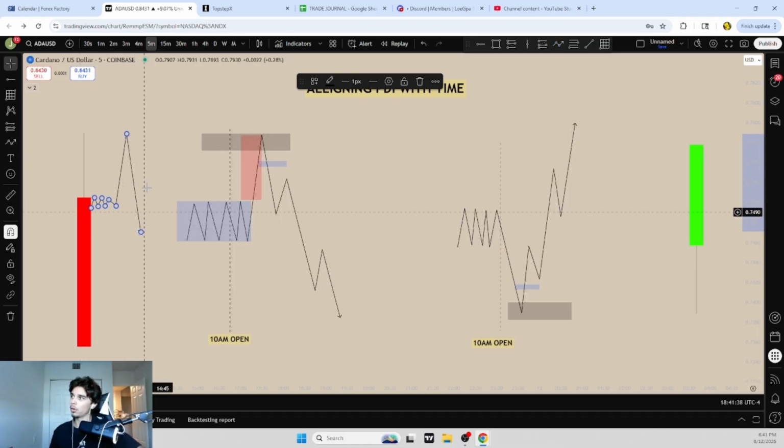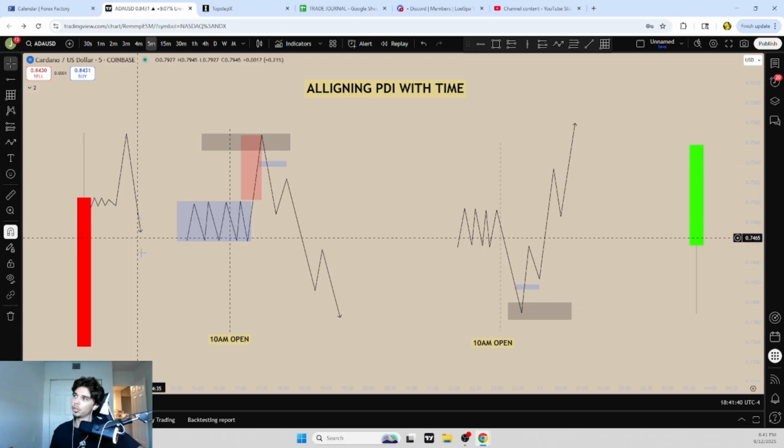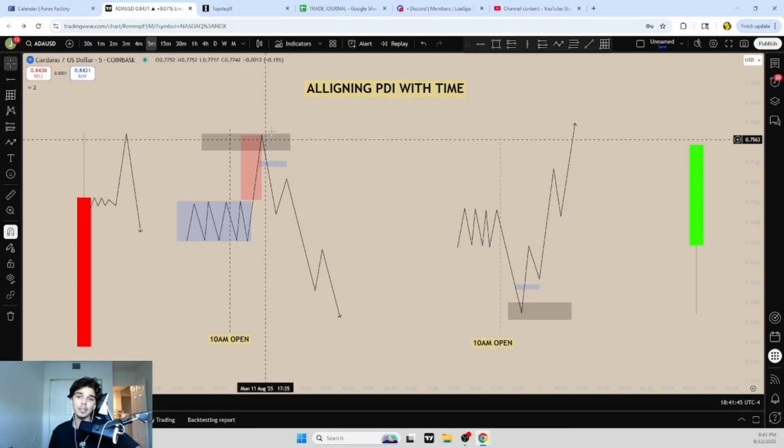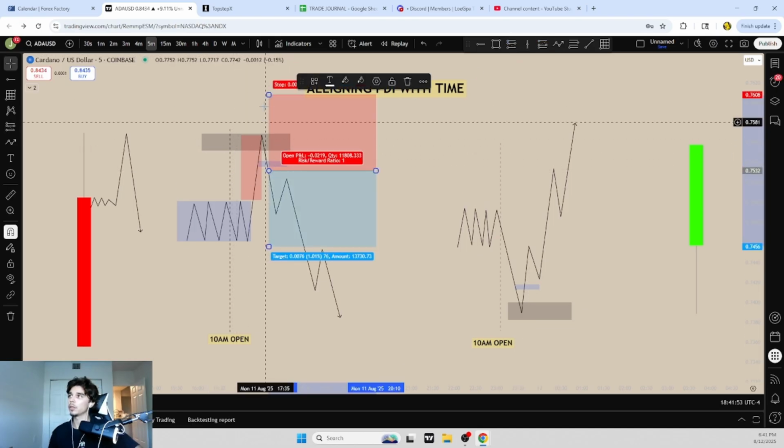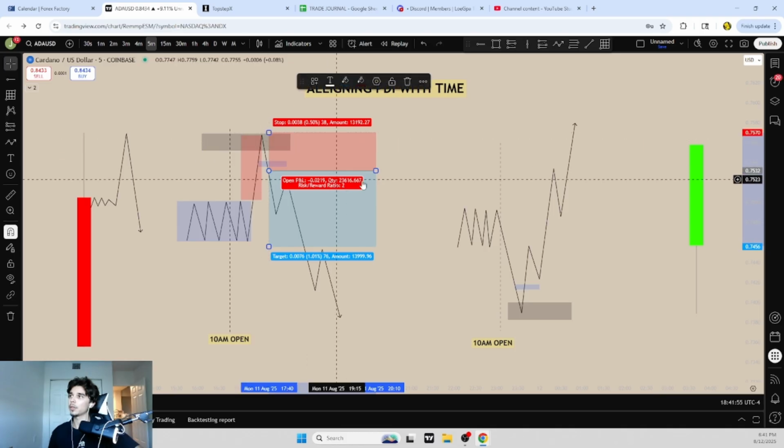Now what are we looking for? Well, we're looking for a distribution lower, okay? And how do we know we're going to get a distribution lower? Well, we rejected this high time frame fair value gap. And we also just disrespected a bullish PD array. And that's good because we want to go short. So say we get that in there, stops at the highs.